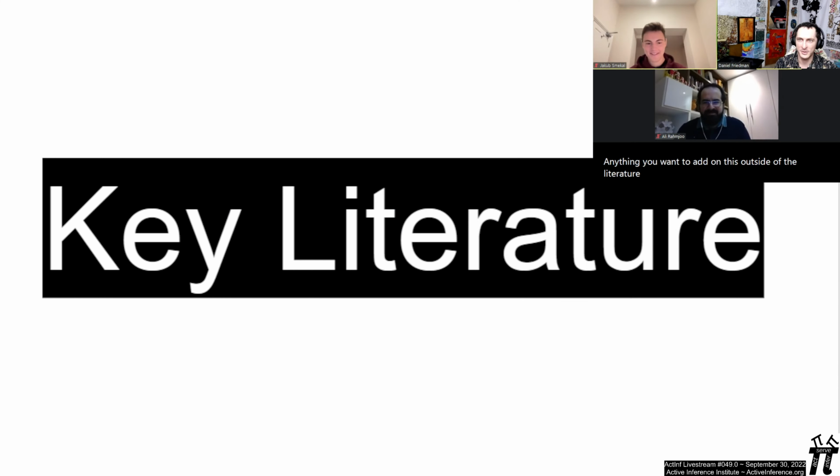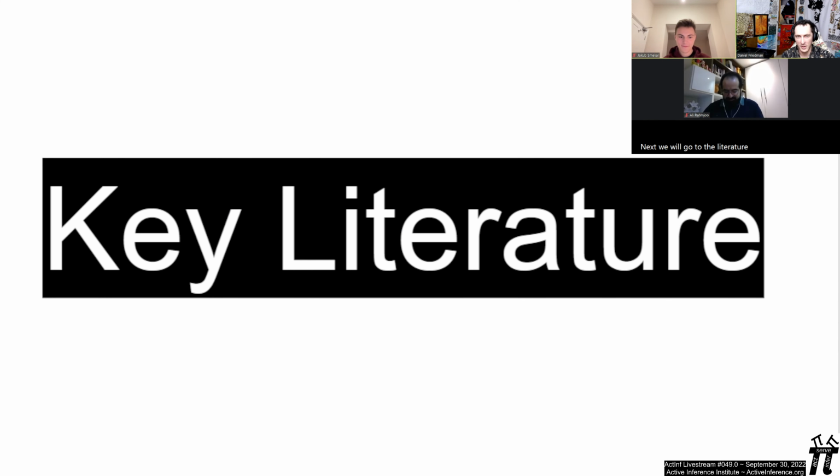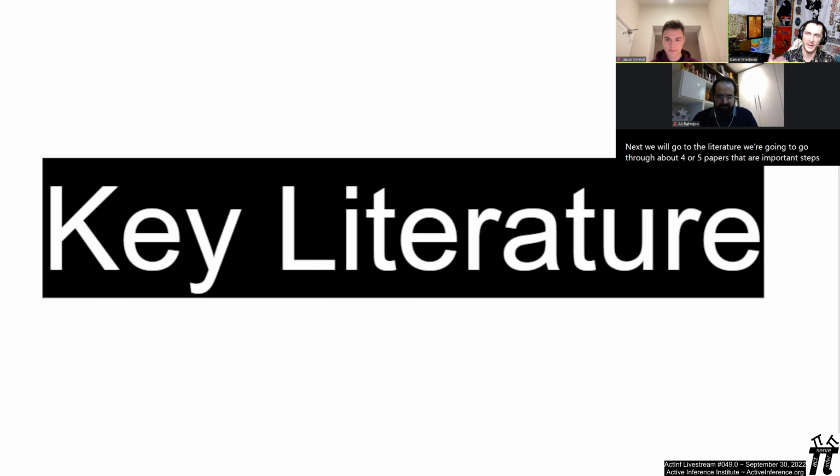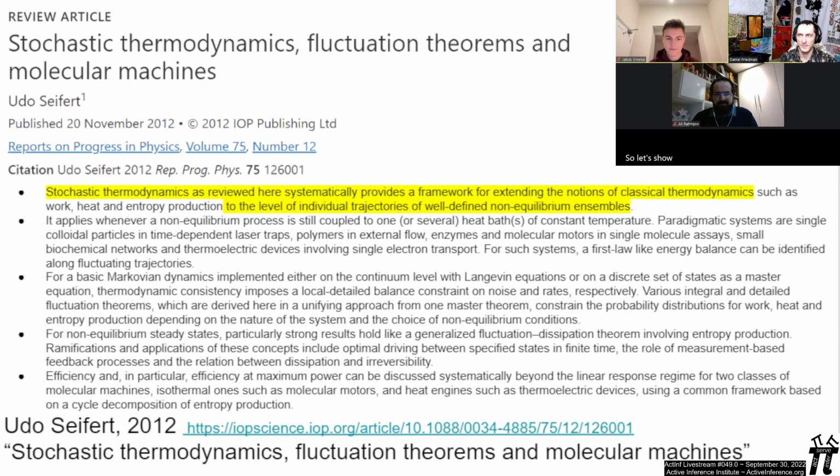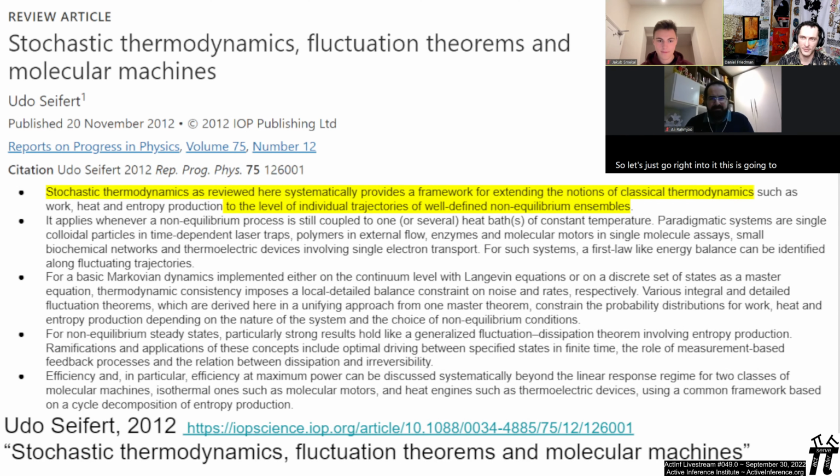Next, we will go to the literature. We're going to go through about 4 or 5 papers that are important steps on the way to getting to the worked example. So let's just go right into it. This is going to be a paper from outside of the Friston sphere, in one sense, but not in another sense. It's a 2012 paper by Udo Seifert, and the paper is called Stochastic Thermodynamics, Fluctuation Theorems, and Molecular Machines.